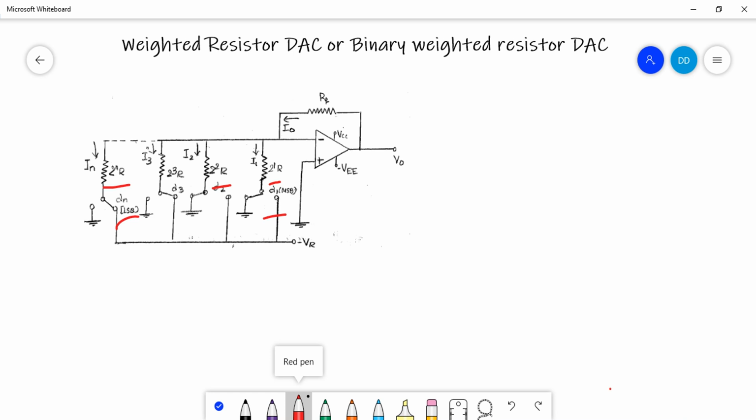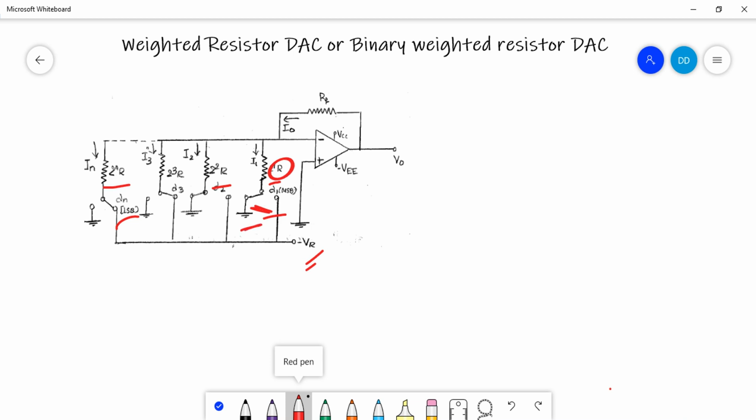If the binary input to a particular switch is 1, say our MSB is 1, then the switch connects the resistor 2R to the reference voltage. If the input is 0, it connects the switch to ground.